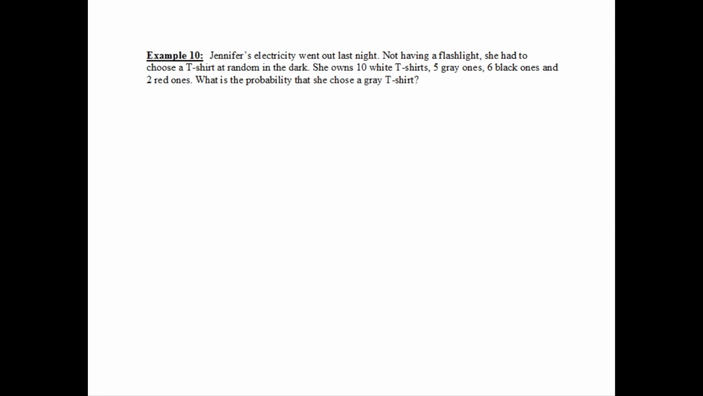Let's suppose that my electricity went out last night. No flashlight, had to choose a t-shirt at random, and all the t-shirts are in a particular area. And let's suppose I happen to own 10 white ones, 5 gray shirts, 6 black ones, and 2 red shirts. What is the probability that I chose a gray t-shirt? Okay, well, let's let G be the set of gray t-shirts. And so then what is our sample space? Our sample space is the set of all possible t-shirts.